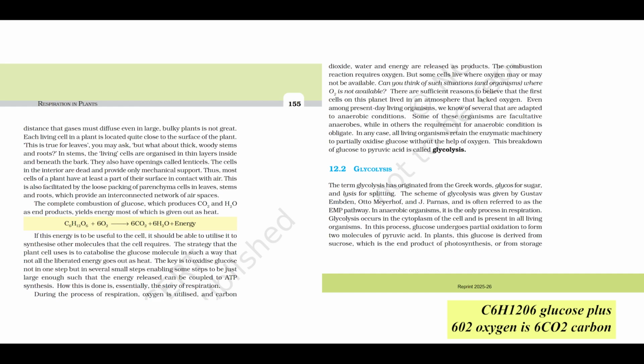C6H12O6 (glucose) plus 6O2 (oxygen) gives 6CO2 (carbon dioxide) plus 6H2O (water) plus energy. This equation is absolutely vital. You should definitely know this one.